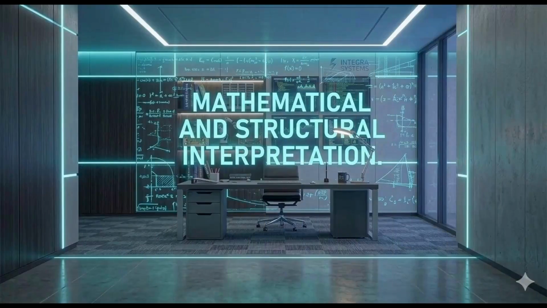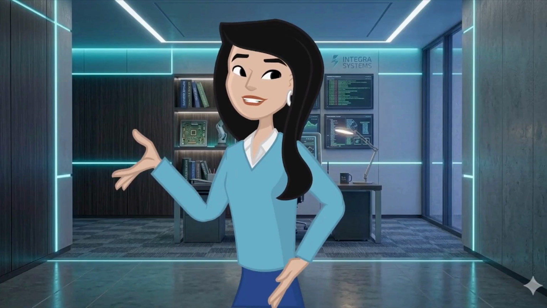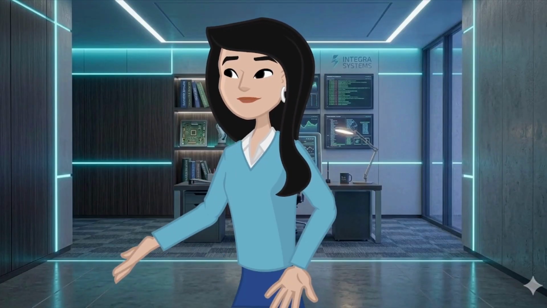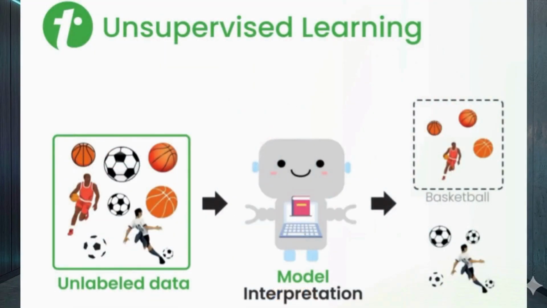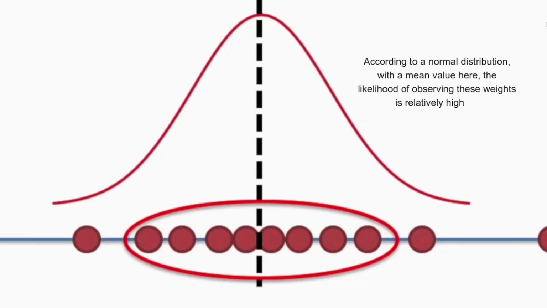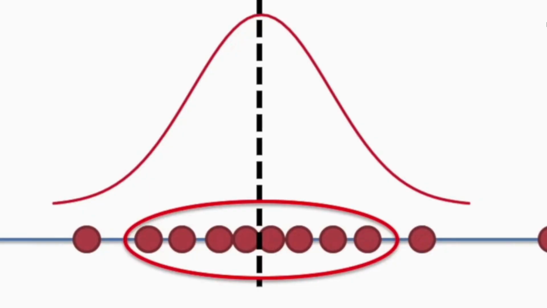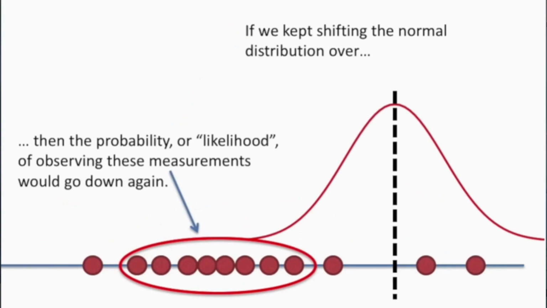Mathematical and structural interpretation. The expectation maximization algorithm belongs to unsupervised learning, which means that it works with data without known labels. Instead, we use the maximum likelihood principle. The input for the algorithm is the set of observed data, all the points we have available.